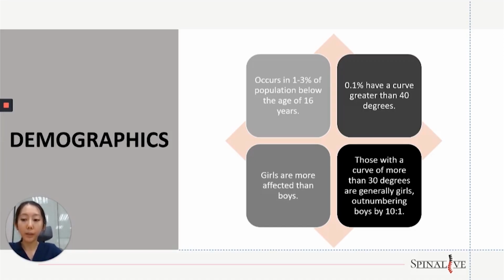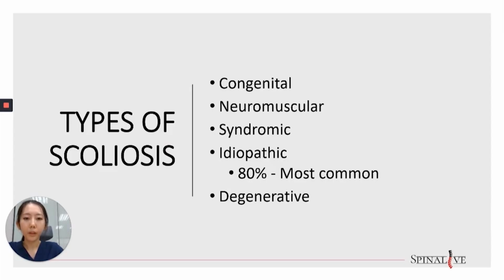Okay, so what will be the demographic affected? Usually it occurs in 1 to 3% of the population below the age of 16, and 0.1% have a curve greater than 40 degrees. And if you are talking about a curve bigger than 30 degrees, usually it affects girls more than boys, outnumbering them by 10:1.